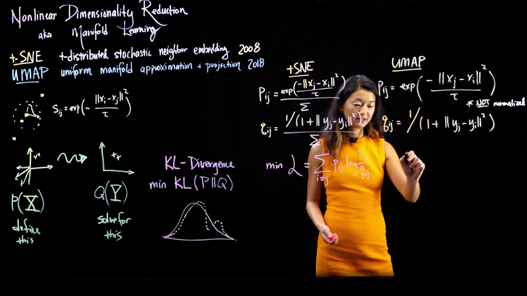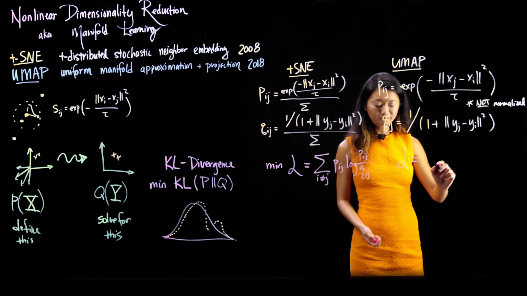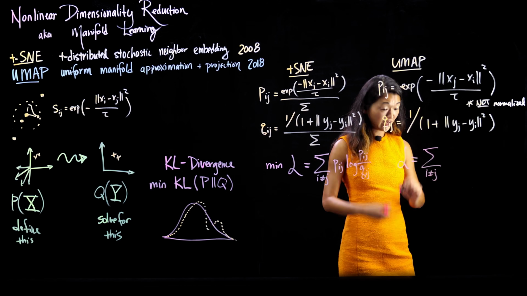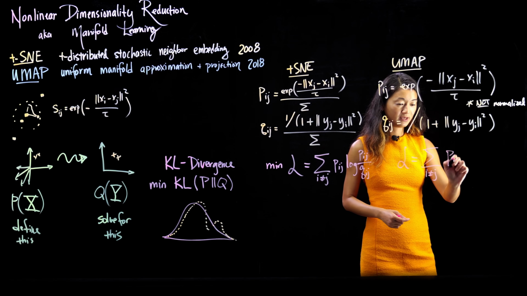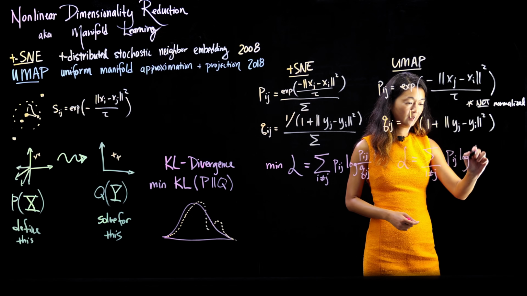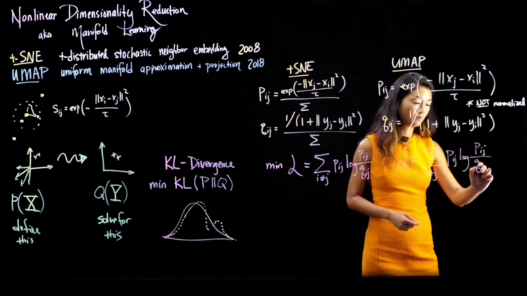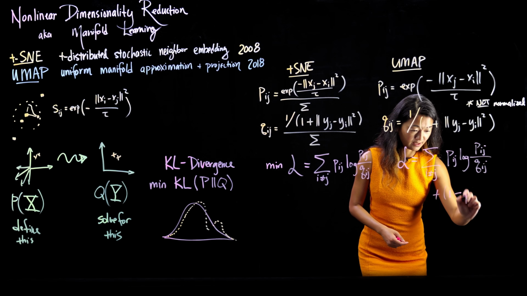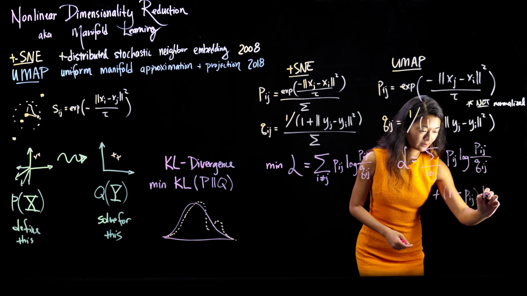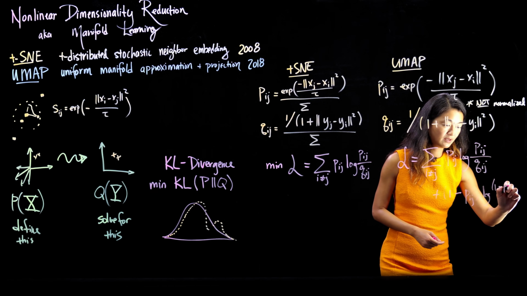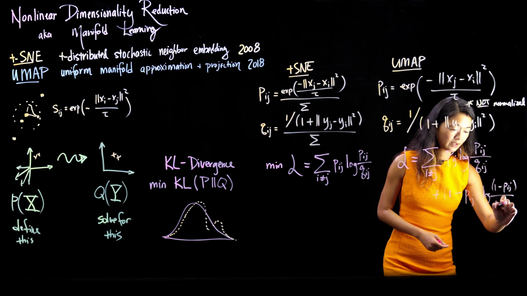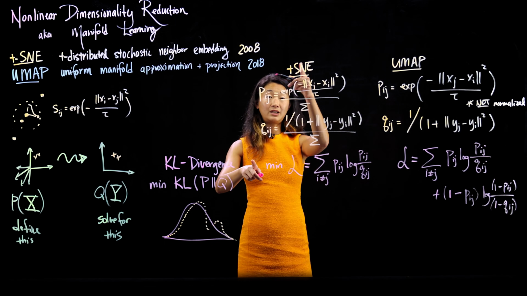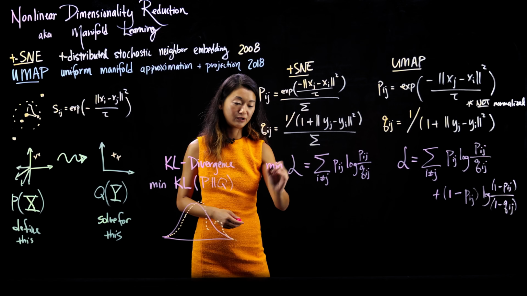So here what we're minimizing is a loss function. The first term is exactly the same as the KL-Divergence. Sum over every other point that's not me, okay? Pij log of Pij divided by Qij plus 1 minus Pij log of 1 minus Pij divided by 1 minus Qij, okay? So in the case of t-SNE, we're minimizing the KL-Divergence.